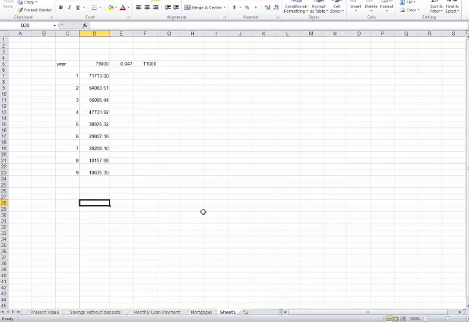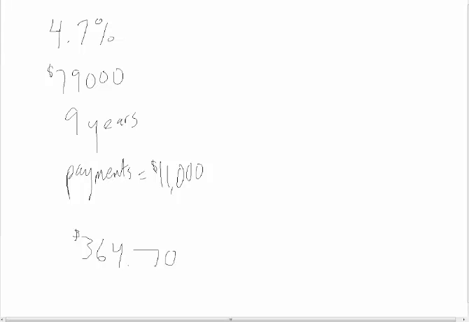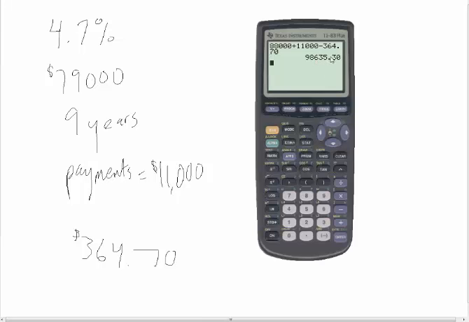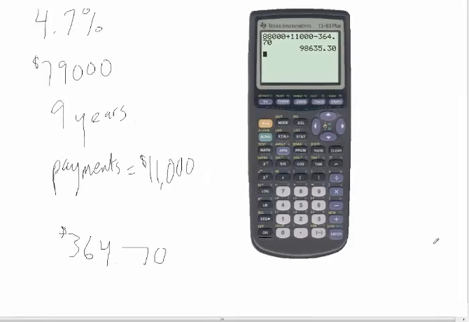So we've made $88,000 worth of payments. So 8 years at 11,000 plus 10,635.30 gives us 98,635.30. So that's how we can work it kind of quickly using Excel and our fancy calculator.